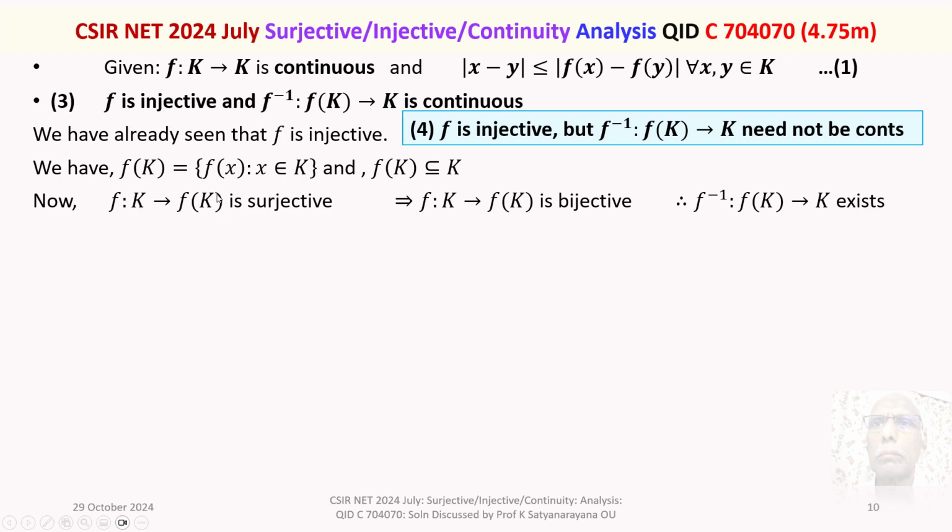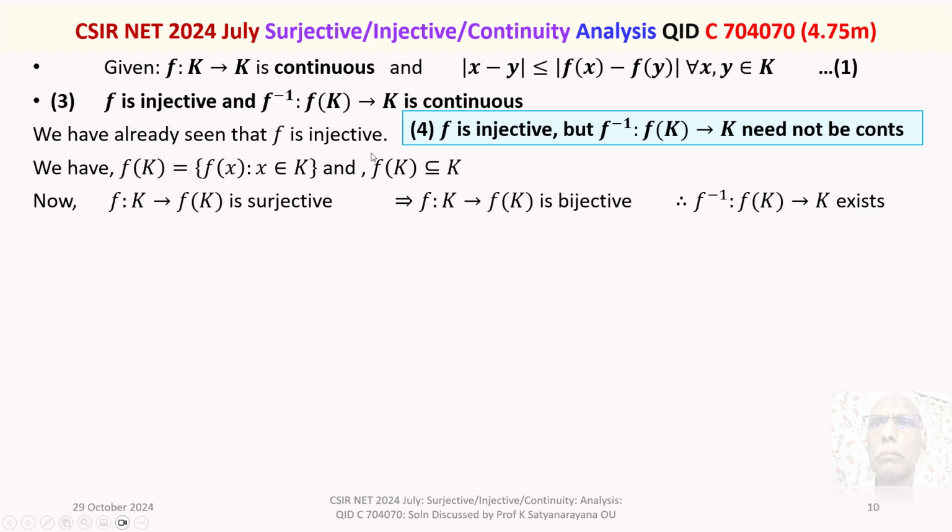Yes, it is surjective because we are restricting the codomain to be f of k, not k. So for each element of f of k, we have a pre-image. Therefore it is surjective, from k to f of k. But f is injective.